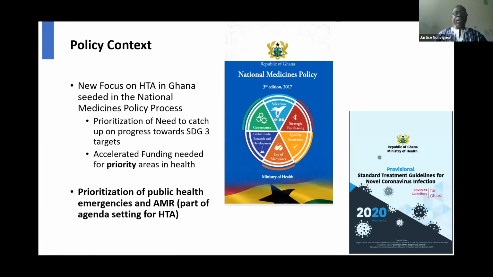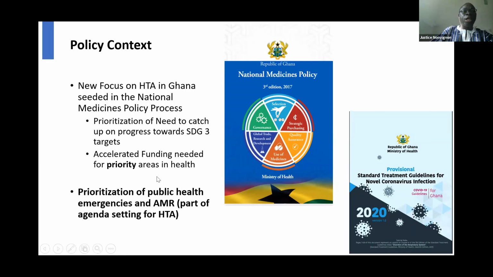So the policy context, unlike the case of Malawi, where it's being driven from academia that is doing a lot of the underground work and engaging the ministry, Ghana's approach is actually coming from the ministry. So it's the ministry that has taken the edge to get HTA working, and then approaching and working with other stakeholders, including the private sector, development partners, and academia.